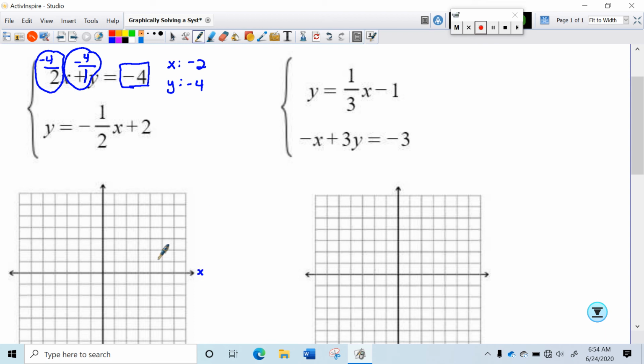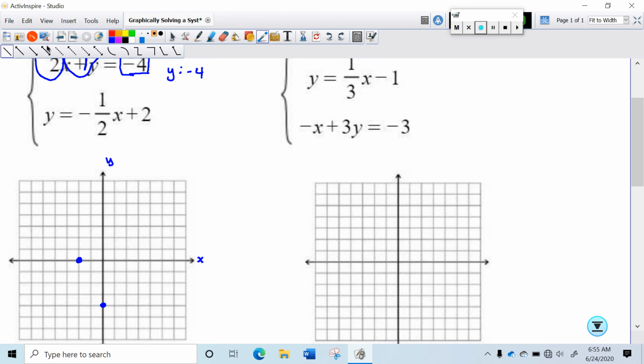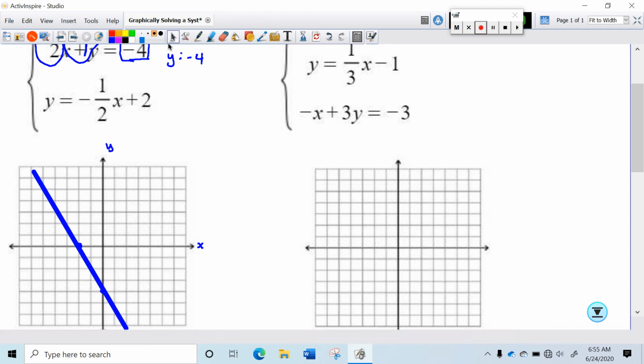So, negative 2 on the x and negative 4 on the y. I'm going to connect those with a line. Like that. Need to get it to go through the points. Okay. The next one's not in standard form, it's in slope-intercept form.